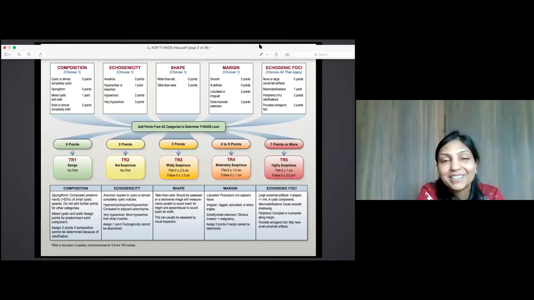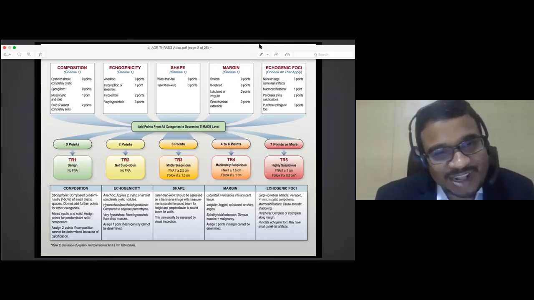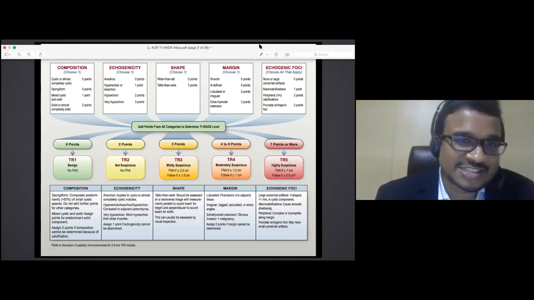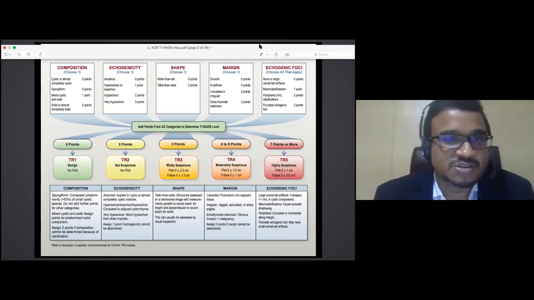I agree. I have the same background. As Dr. Panja said, I've grown used to using ATA and ACR thyroids, maybe in India a little bit more, but I don't know much about the EU thyroids. Yeah, I think the EU thyroids is somewhat similar to our ACR. Again, as Dr. Panja has said, everything revolves around these 5 features: composition, echogenicity, shape, margin, and echogenic foci.